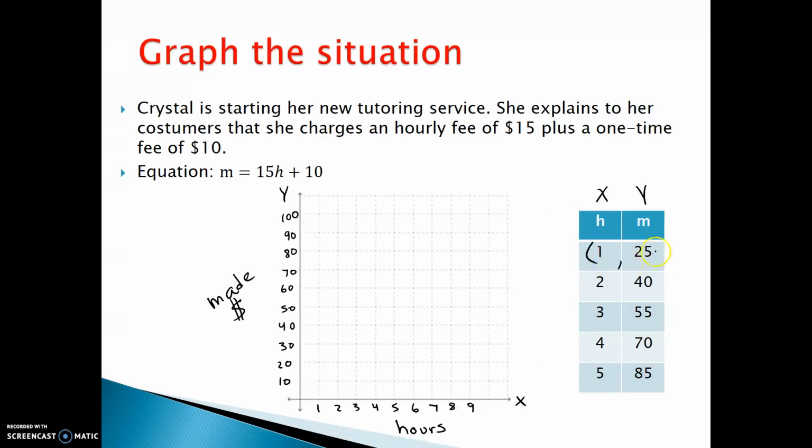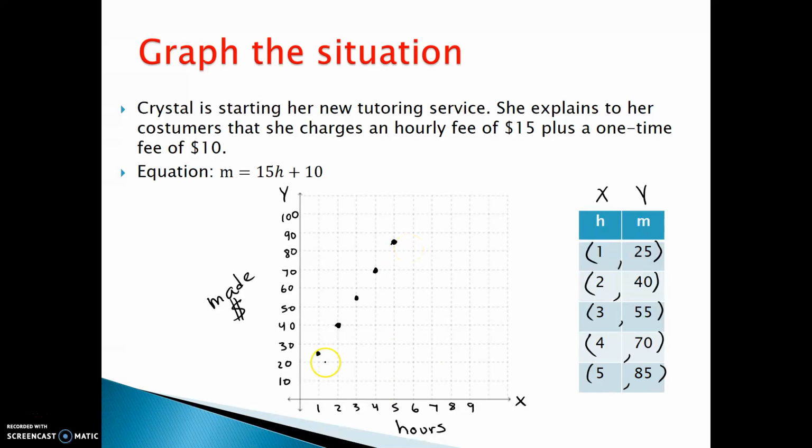Can you go ahead and plot (1, 25)? I scoot over 1, and 25 is going to be halfway between 20 and 30. These are going to be rough estimates, nothing exact or perfect. So (2, 40): I scoot over to 2, and we're making $40 here. For 3 hours, they've made 55, so (3, 55) is halfway there. For 4, it's going to be 70; in 4 hours they've made a total of $70. And lastly, in 5 hours they made a total of 85, in between 80 and 90. And there we have it.